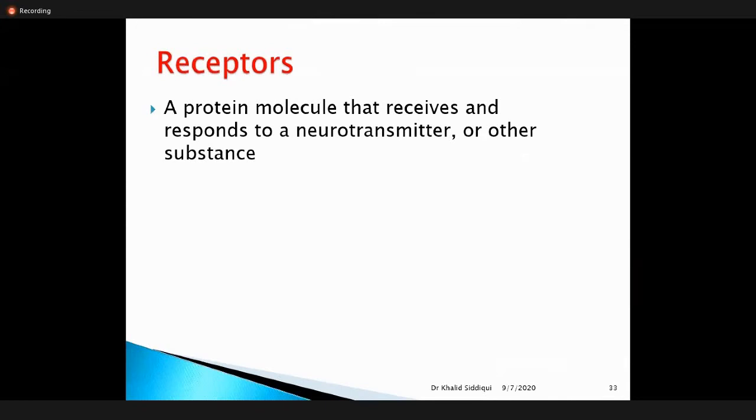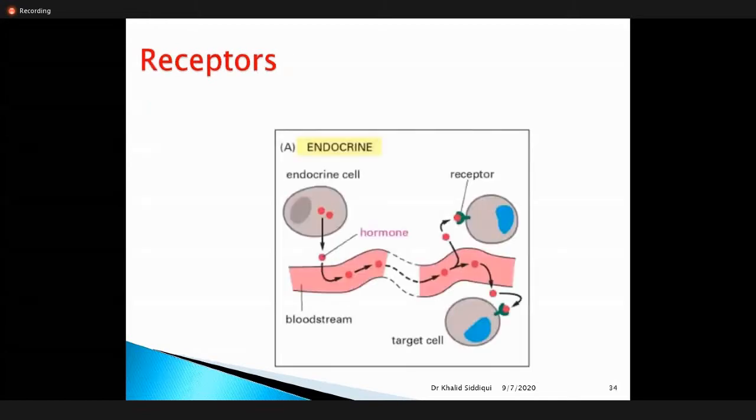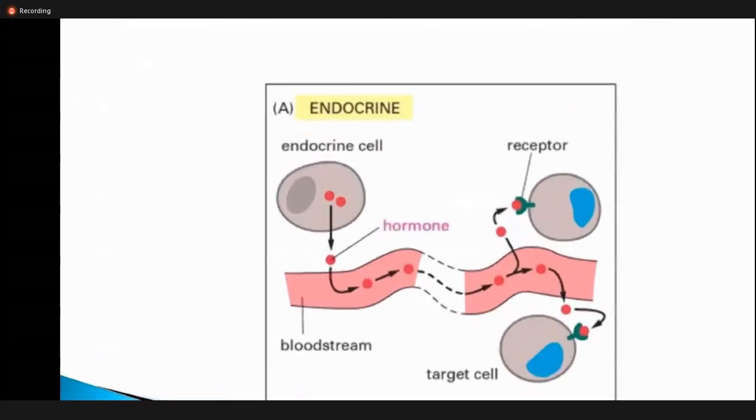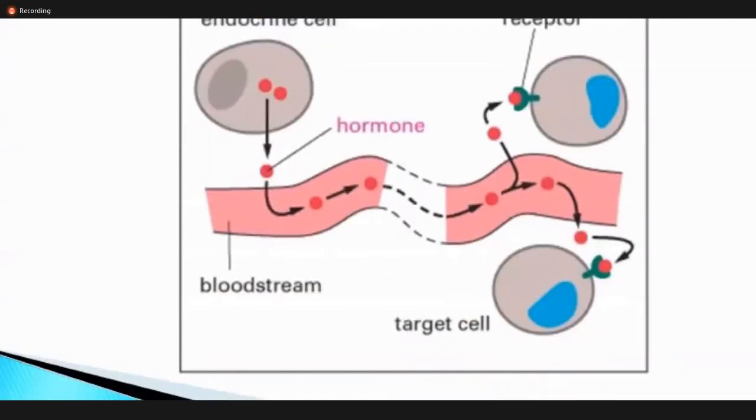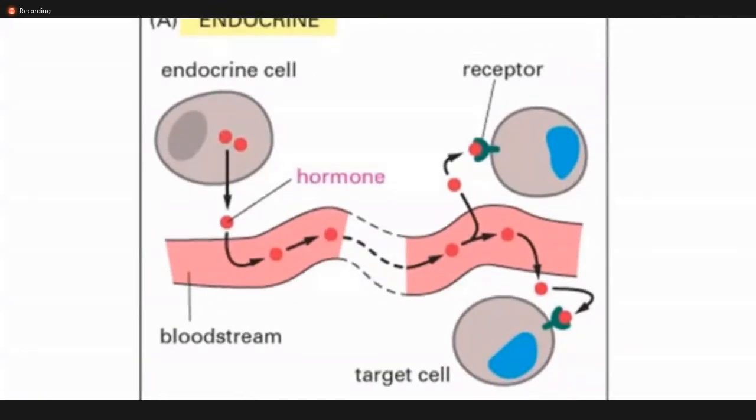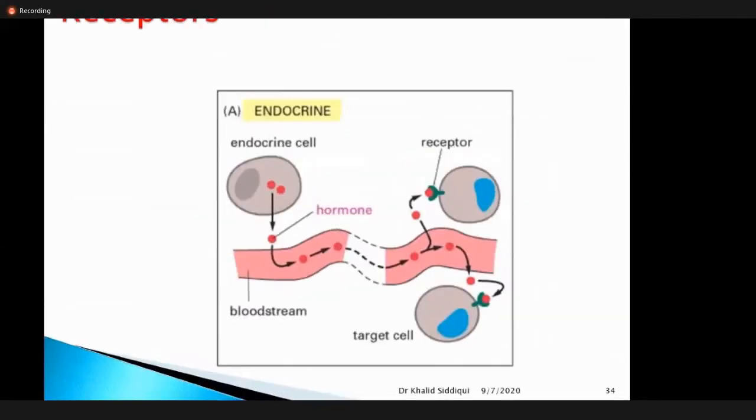Now the receptors are actually protein molecules that receive and respond to the neurotransmitters, the hormones, and other substances. This picture is showing the endocrine cell which secretes the hormone. It directly enters into the bloodstream, and then it reaches the target cell where the receptors of this specific hormone are present, and these receptors bind the hormone, and then it causes execution of the action of the target tissue.